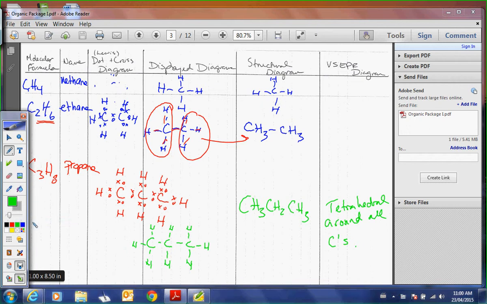Okay, check your answers with mine. Is that what you got? So, three tetrahedral shapes around each carbon. There's the dot and cross diagram, there's the line diagram.